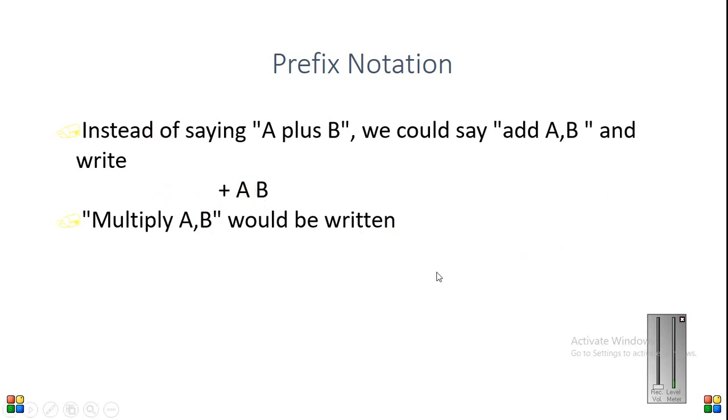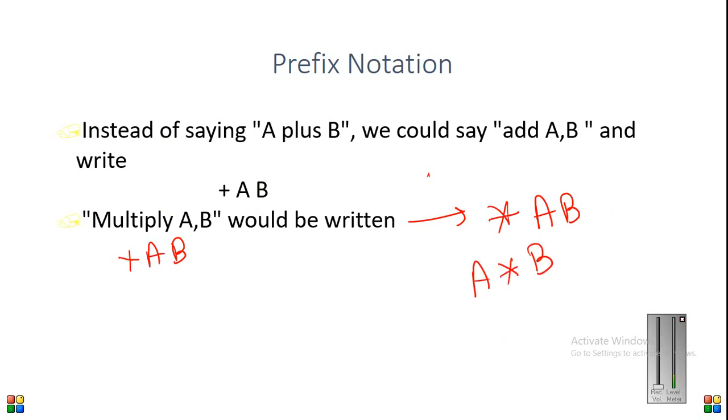Okay, so now we are coming to prefix notation. Instead of saying a plus b, we could say add a comma b, right? That means the same. For humans it is easy. You just say add ab, so you know a plus b has to be added. So in such a case we will write plus ab, or you say multiply ab, which is equivalent to, for us humans, a into b.